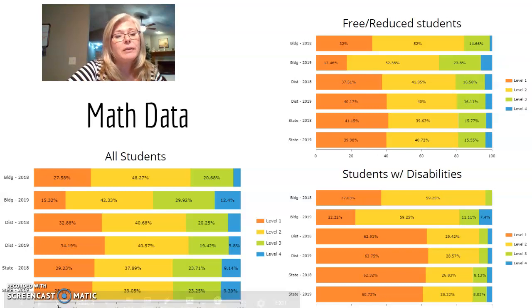Where do we come from? Well, let's look. Data looks good for math and reading. We're above the district and above the state. But let's look a little bit deeper. Let's look over at free and reduced.